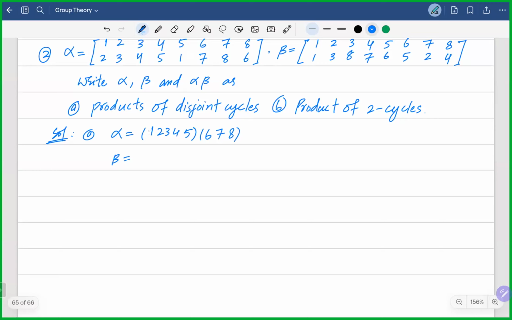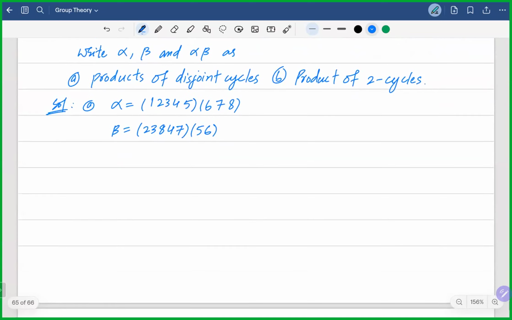Okay, 1 is fixed, so we don't write 1. We start with 2, which goes to 3, and then 3 goes to 8, and then 8 goes to 4, and then 4 goes to 7, and then 7 goes to 2. So it's a complete cycle. The remaining thing is 5 goes to 6 and 6 goes to 5. Perfect. Now that is A.